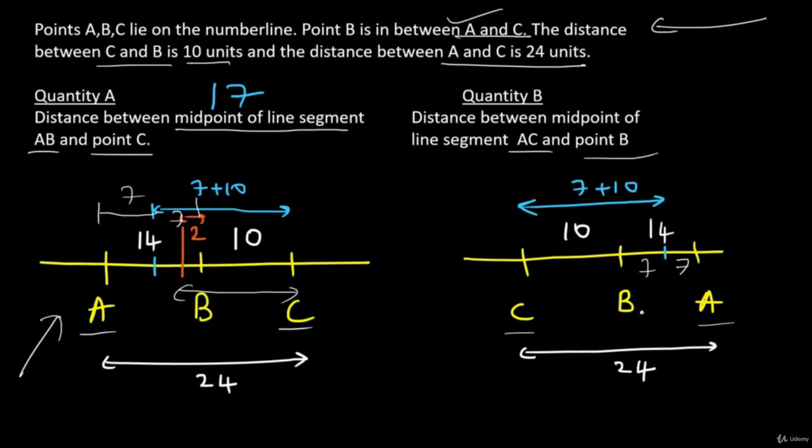What about this diagram? Over here also you can see that the midpoint would be somewhere over here, right? Because this is 12 units from C and we know that this distance is 10 units. Therefore, the distance between point B and this point over here would be again 2 units. So we have established that in either case, quantity B is just 2 units and hence the correct answer to this question is option A.